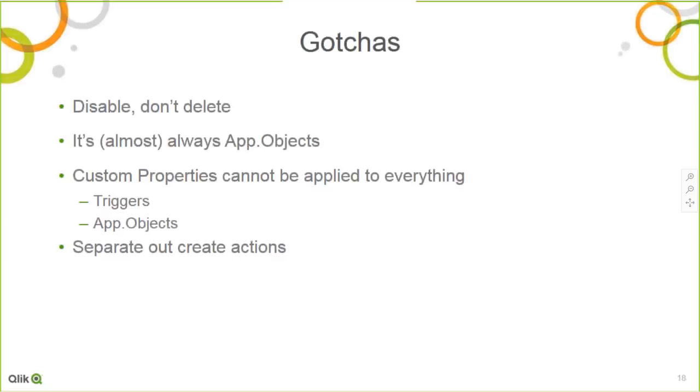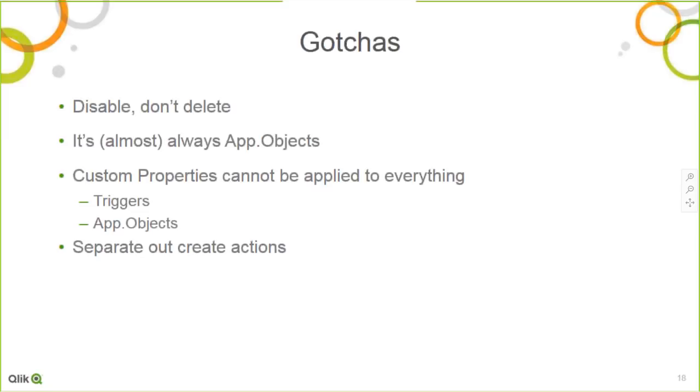There are a lot of scenarios where the coverage of app objects can cause impairments. Custom properties can't be applied to everything. They can't be applied to things like triggers and app objects. These are common gotchas when setting up stuff. Triggers, unfortunately, have no hierarchical relationship at the API layer between a trigger and a task, so you need to write rules around that behavior.